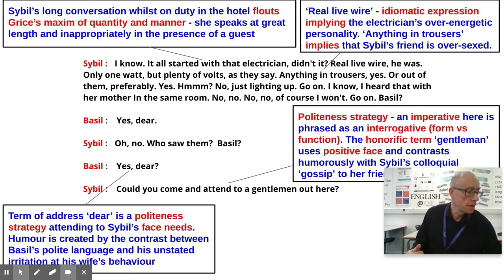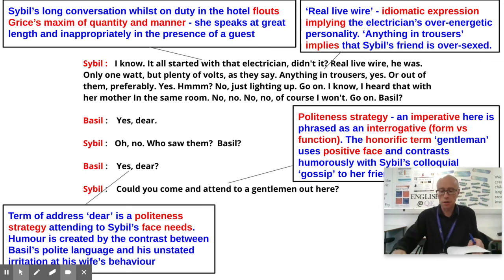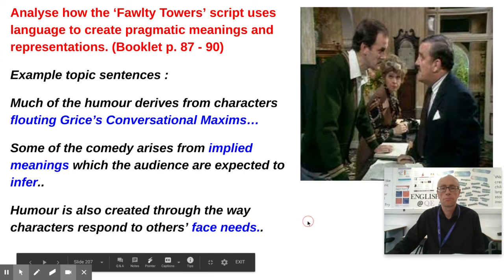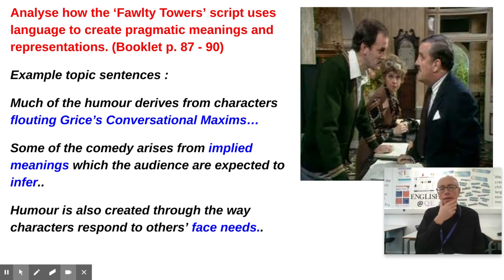So what I'd say to you is have a look at the rest of the script, which is in the booklet on pages 84 to 88, and in the same way try and apply as many pragmatic ideas as you possibly can. Ultimately, then, you'd be producing this essay. So analyse how the Fawlty Towers script, or at least the beginning of it, uses language to create pragmatic meanings and representations. And I've given you some topic sentences.